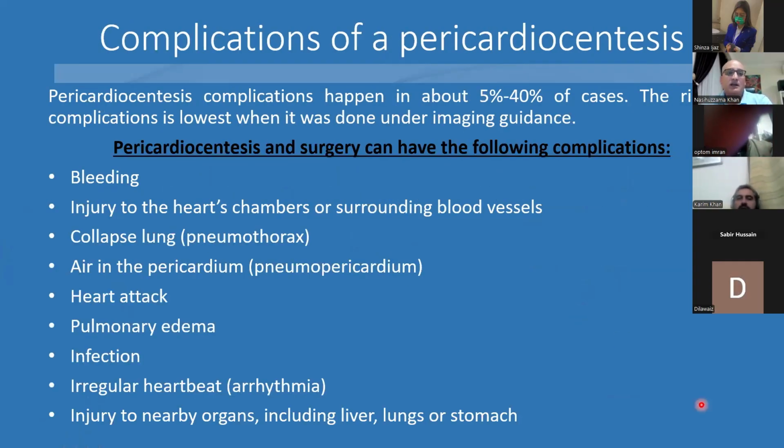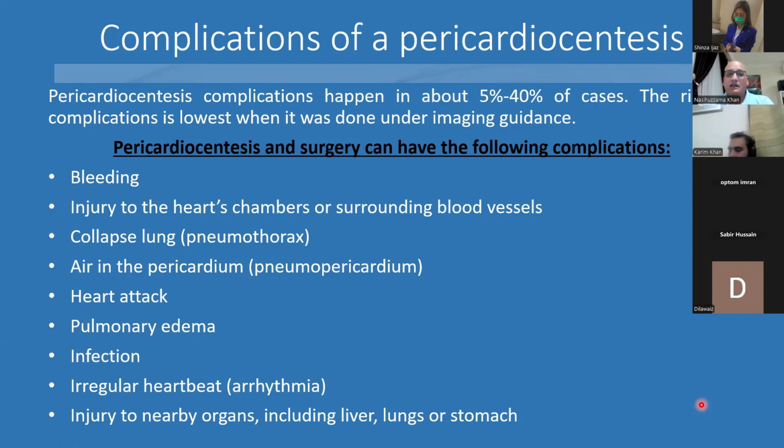Complications. Pericardiocentesis complications happen in about 5 to 40% of cases. The risk of complication is lowest when it is done under imaging guidance. So imaging guidance is very important, like fluoroscopy, ultrasound, or echo guidance.